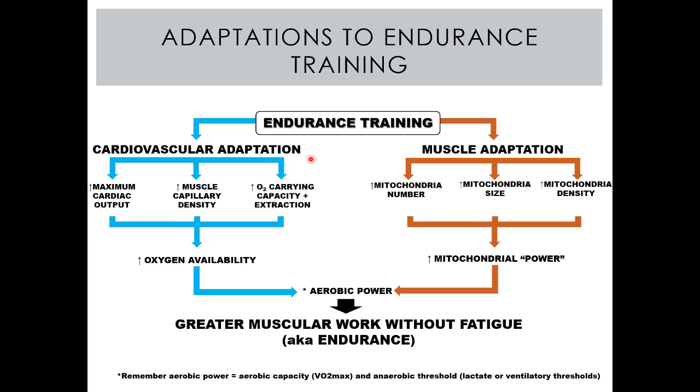Cardiovascular adaptations improve aerobic capacity, muscle adaptations improve anaerobic threshold. So to summarize, this figure is the breakdown of the specific adaptations that contribute to an increase in aerobic power with endurance training, allowing that 10 mile per hour workload in the previous example to go from being a post-anaerobic threshold hypoxic and fatiguing workload to a pre-anaerobic threshold non-hypoxic and non-fatiguing and thus sustainable workload.